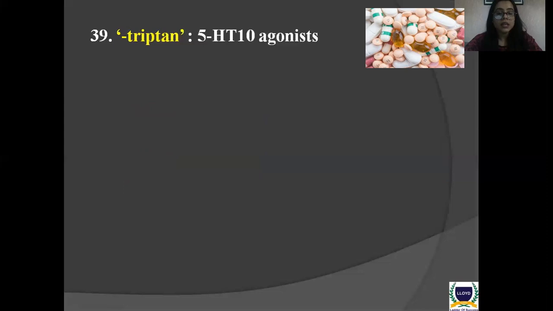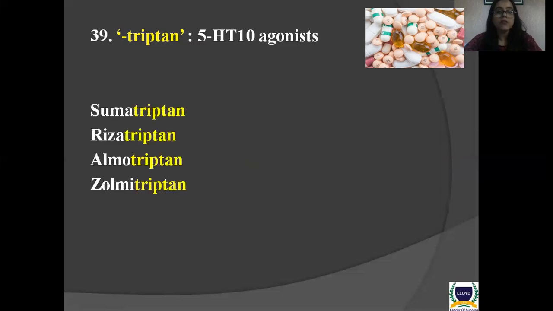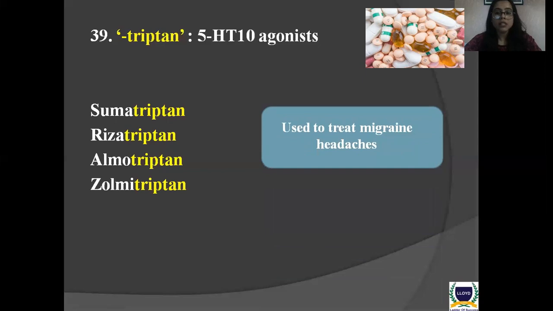Our next suffix is triptan. Triptan indicates these are 5-HT1 agonists. Under this category, we have drugs like sumatriptan, rizatriptan, almotriptan, and zolmitriptan. These drugs are used to treat migraine headaches. So these drugs end with the same suffix, that is triptan.